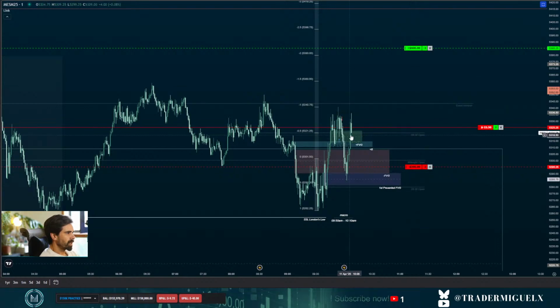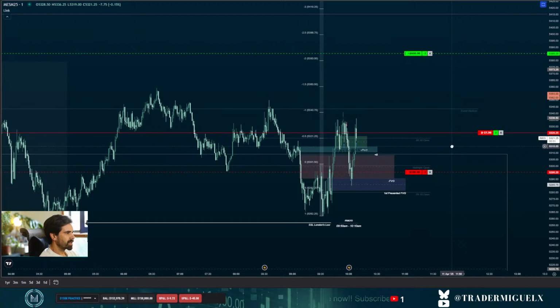So here we have our retracement. 830 should eventually hold here. It should act as support.